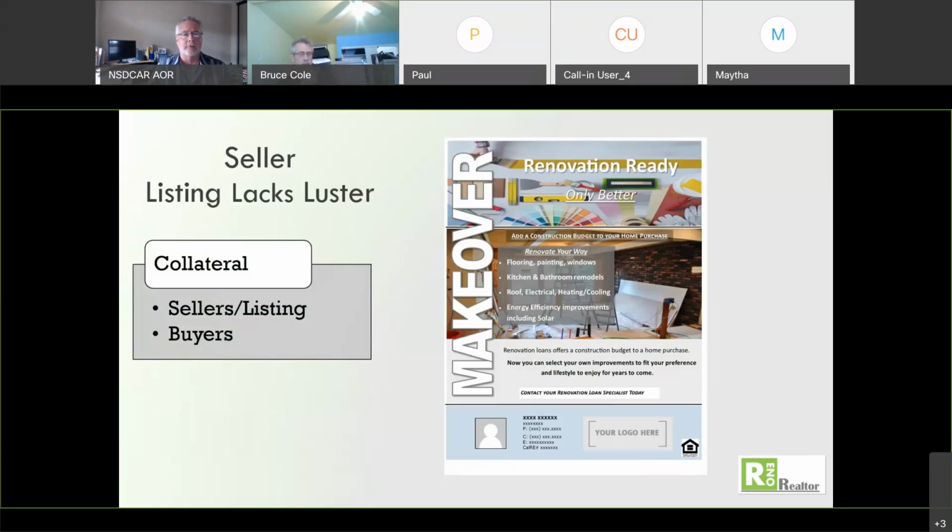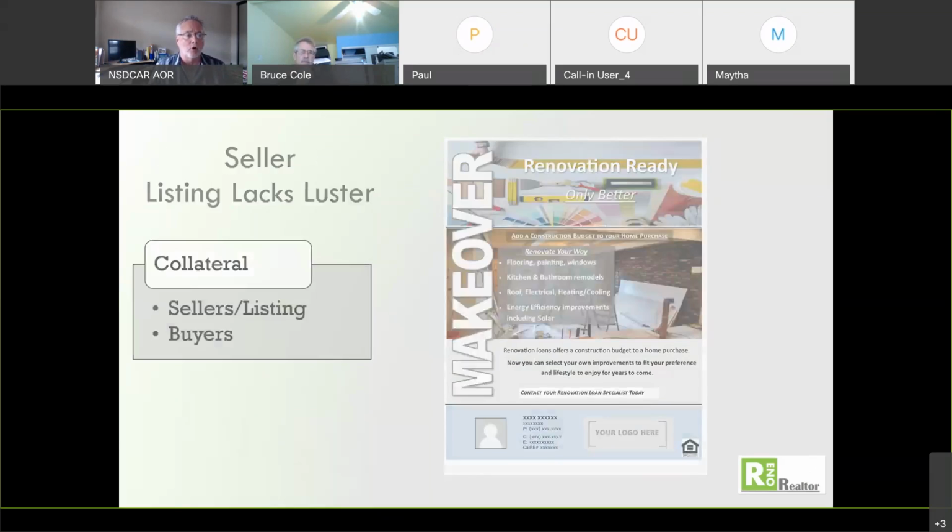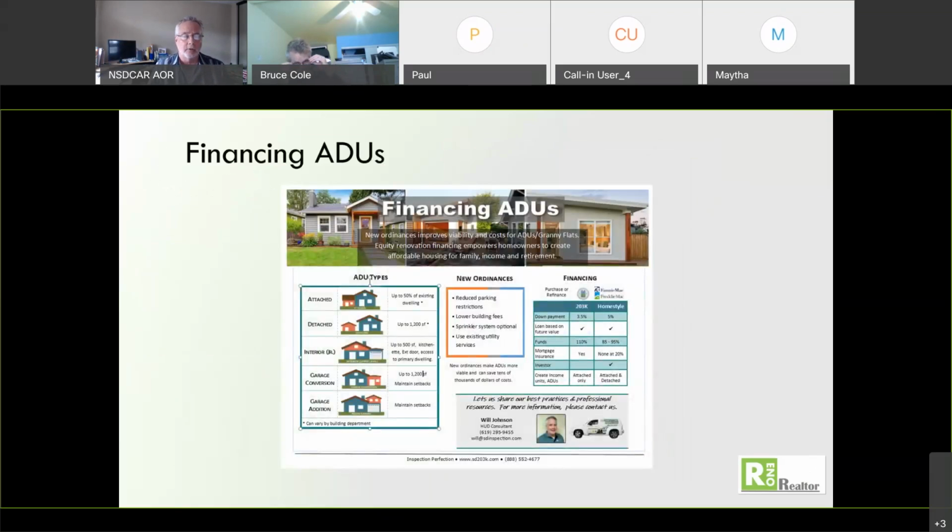We also have one for the listing side that's really more for the makeover process that we went over on Monday. Here's another one on accessory dwelling units. Again, we'll remove all of my contact information and put yours in there. This is a great talking piece.